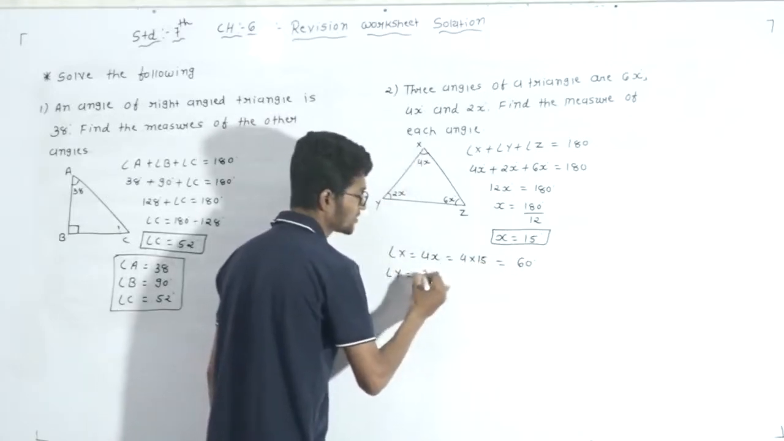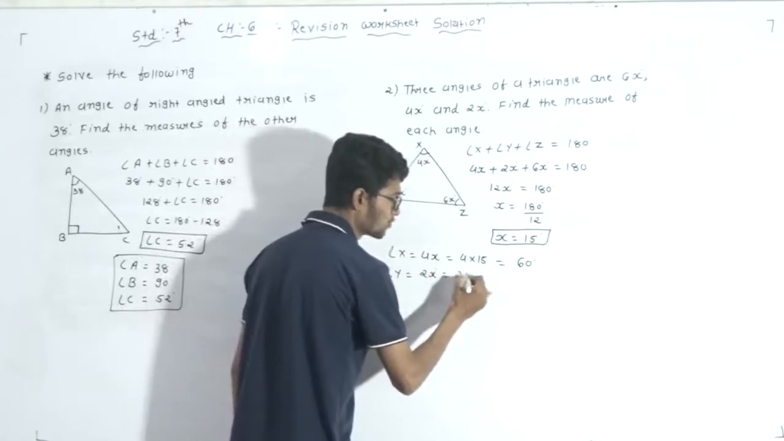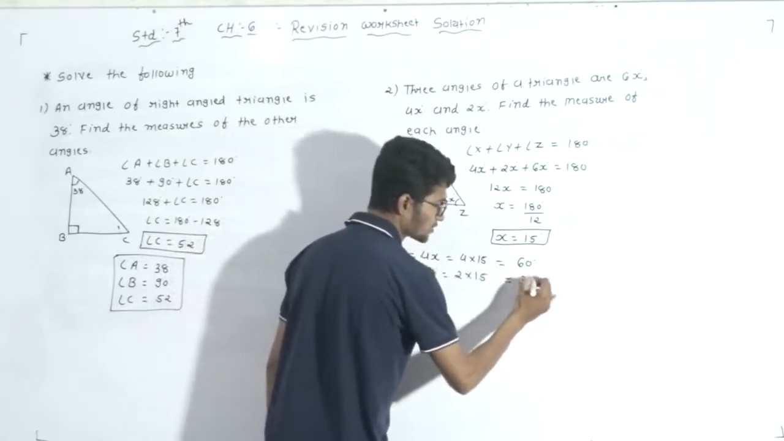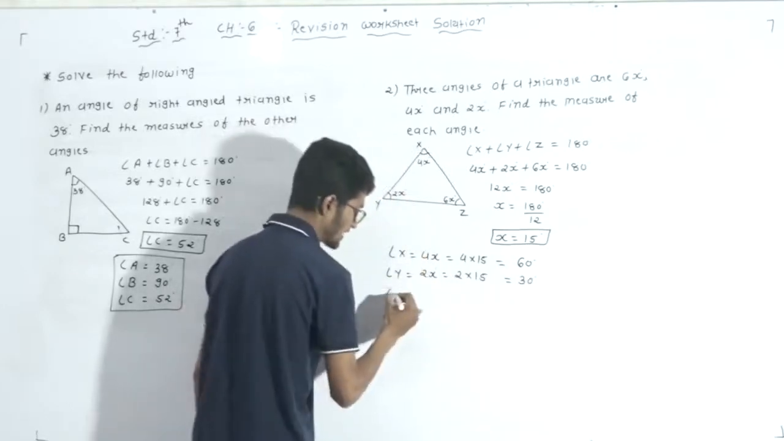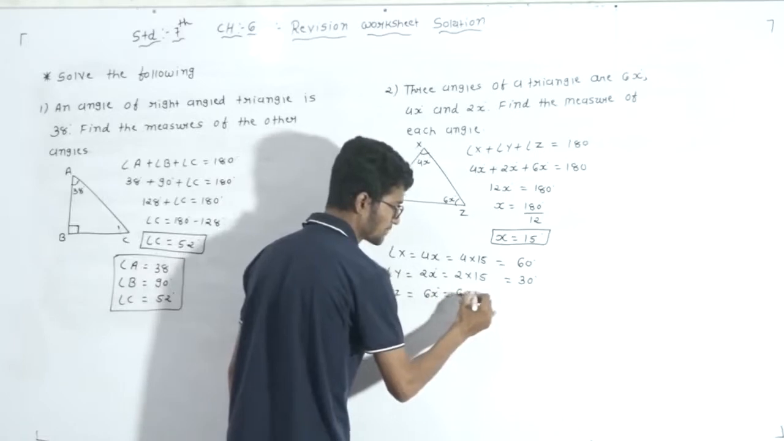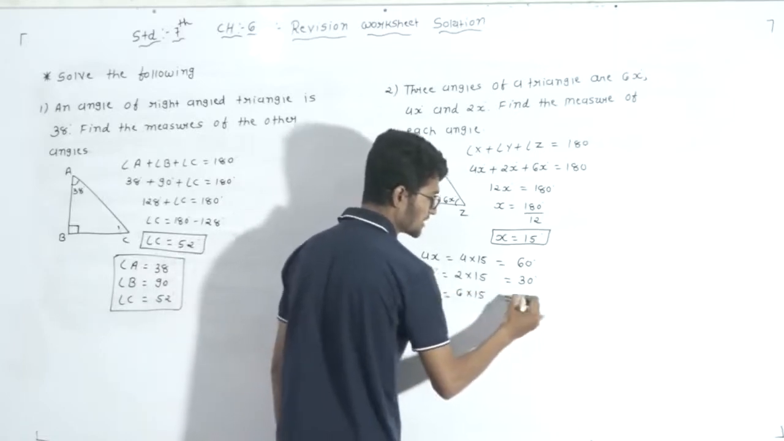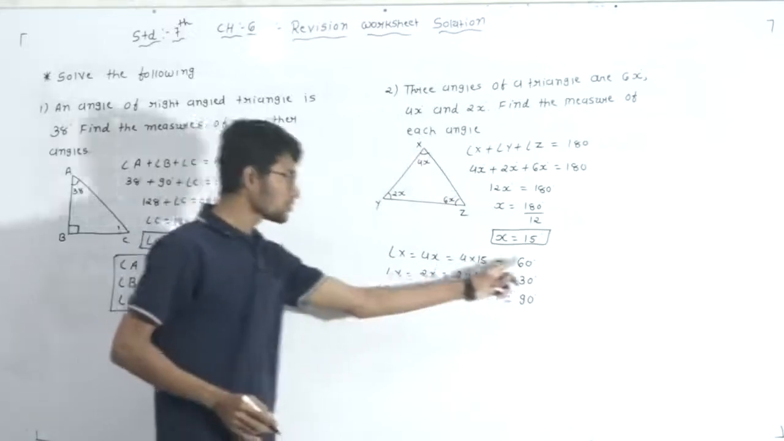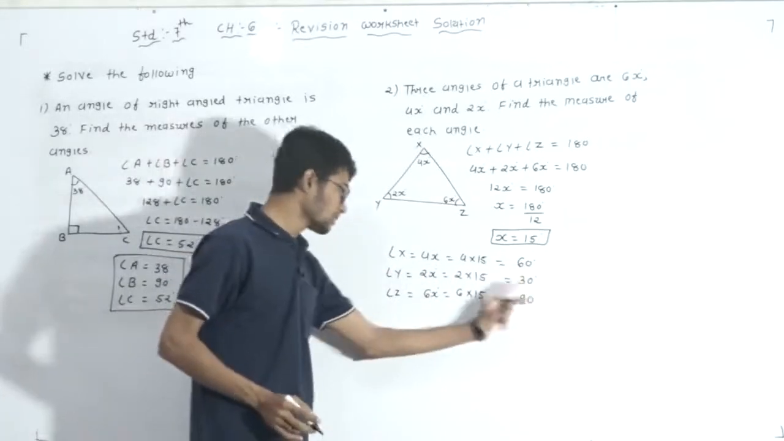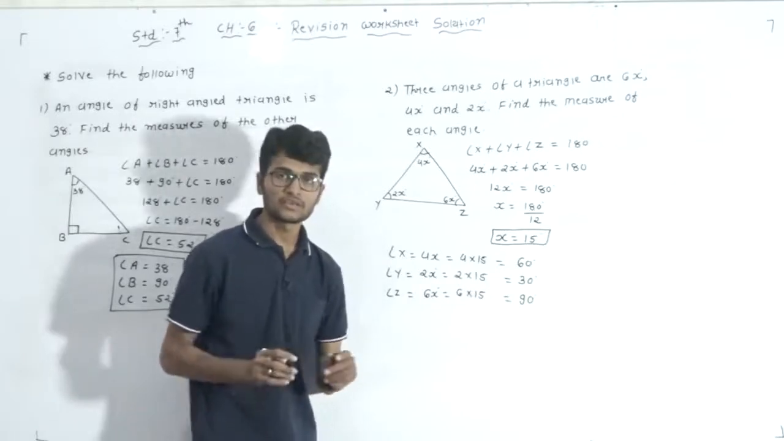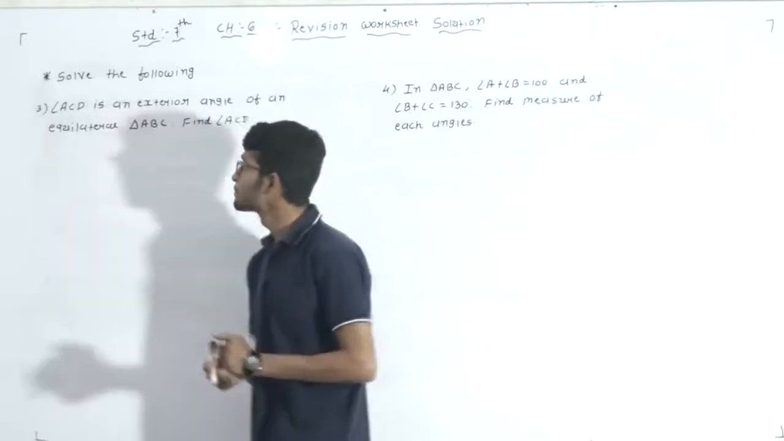Angle y is equal to 2x, which is 2 multiplied by the x value, 15. 15 twos are 30. The last angle is z. So 6x is equal to 6 multiplied by 15, which is 90. Now angle x is equal to 60, angle y is equal to 30, and angle z is equal to 90. So understand? Clear? Next, the third one.